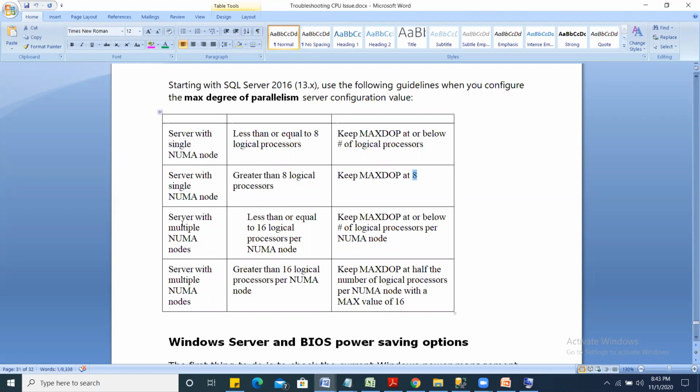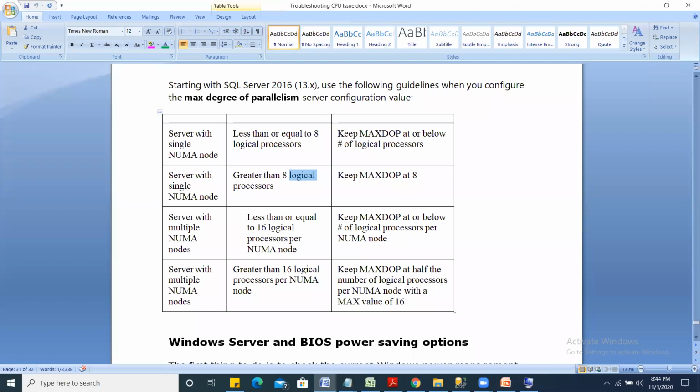Then, server with multiple NUMA nodes, less than or equal to 16 logical processors per NUMA node. So this is not a good configuration again, right? Per NUMA node, you should not have more than 8 logical processors. But still, if you have more than 1 NUMA node, say you have 2 NUMA nodes, and under each NUMA node you have 16 processors or more than 16 processors, your max DOP value in that case should be 16 or less than 16. That is what they are saying.